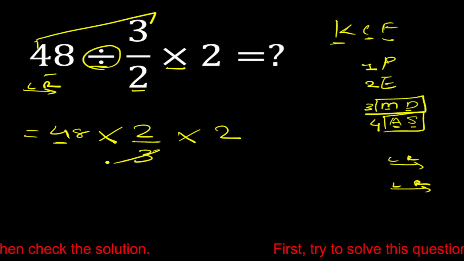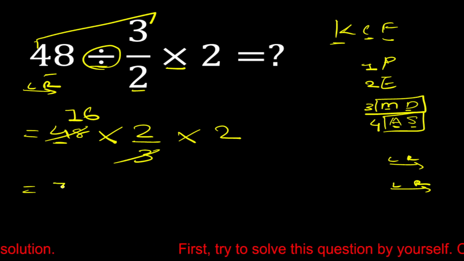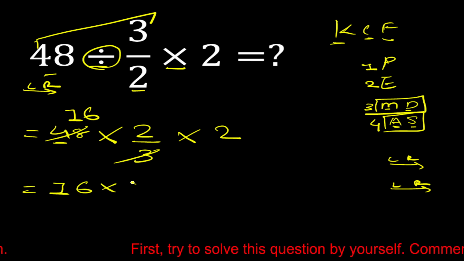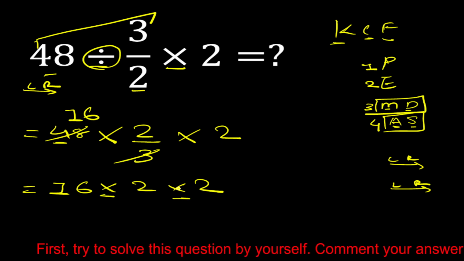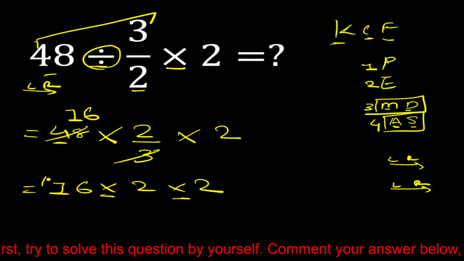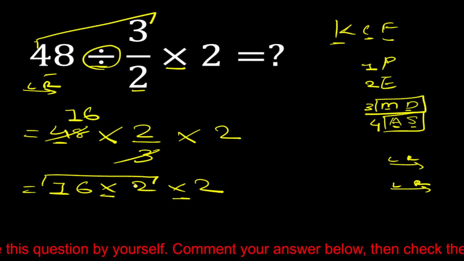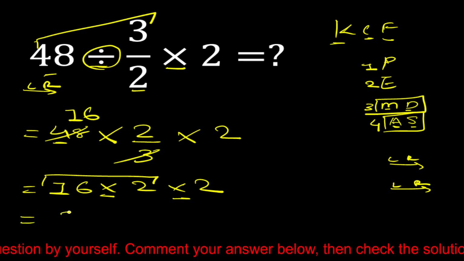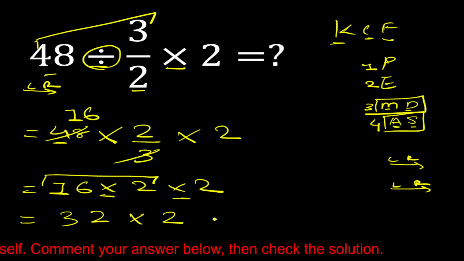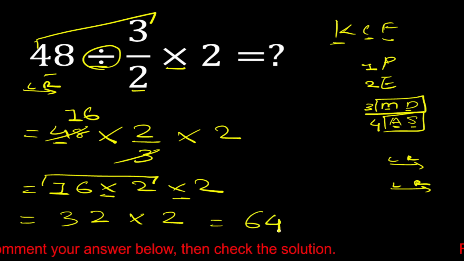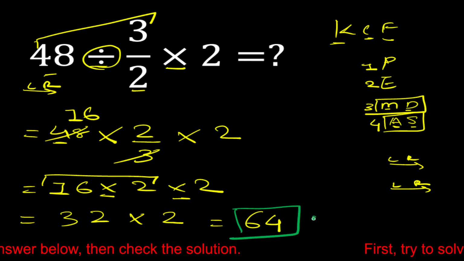Now 48 divided by 3 is equal to 16. Okay, so now the expression becomes 16 multiplied 2 multiplied 2. Now here is multiplication and here is multiplication. Both have equal priority. So first we have to solve this part, okay? So 16 multiplied 2 is equal to 32 multiply 2. Now 32 multiplied 2 is equal to 64. Okay? So the correct answer is 64.